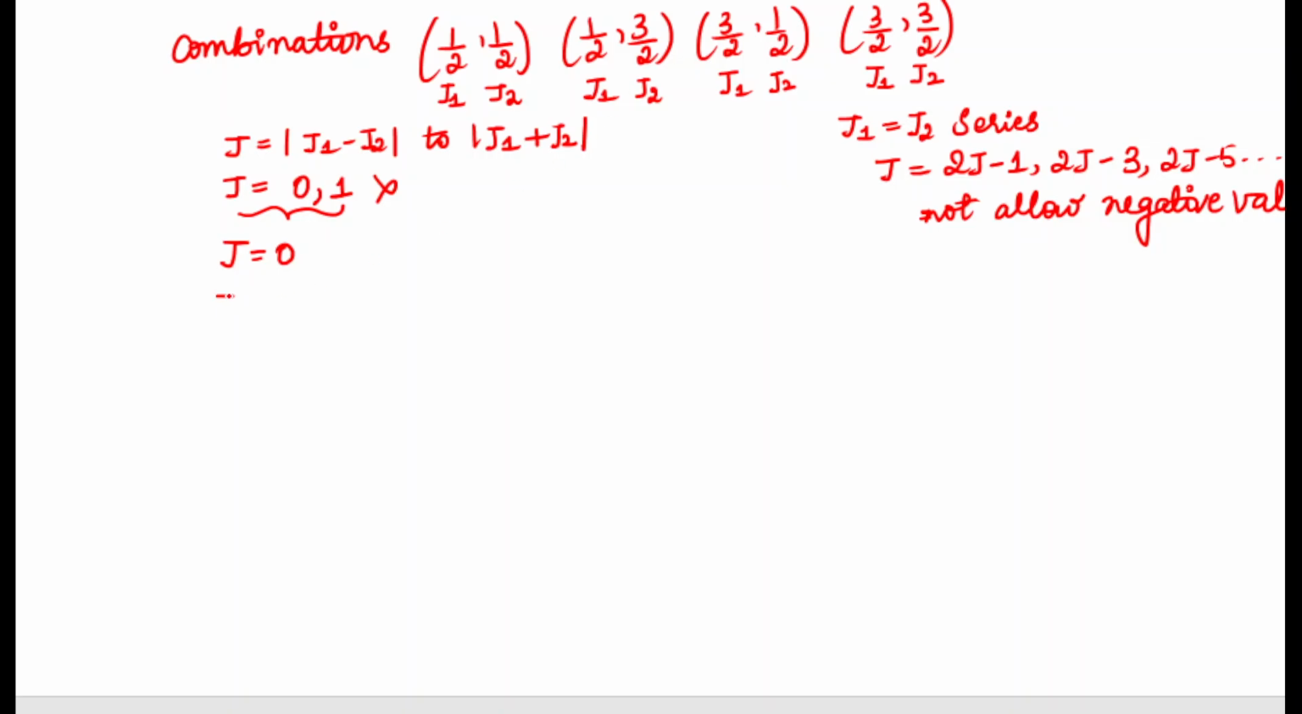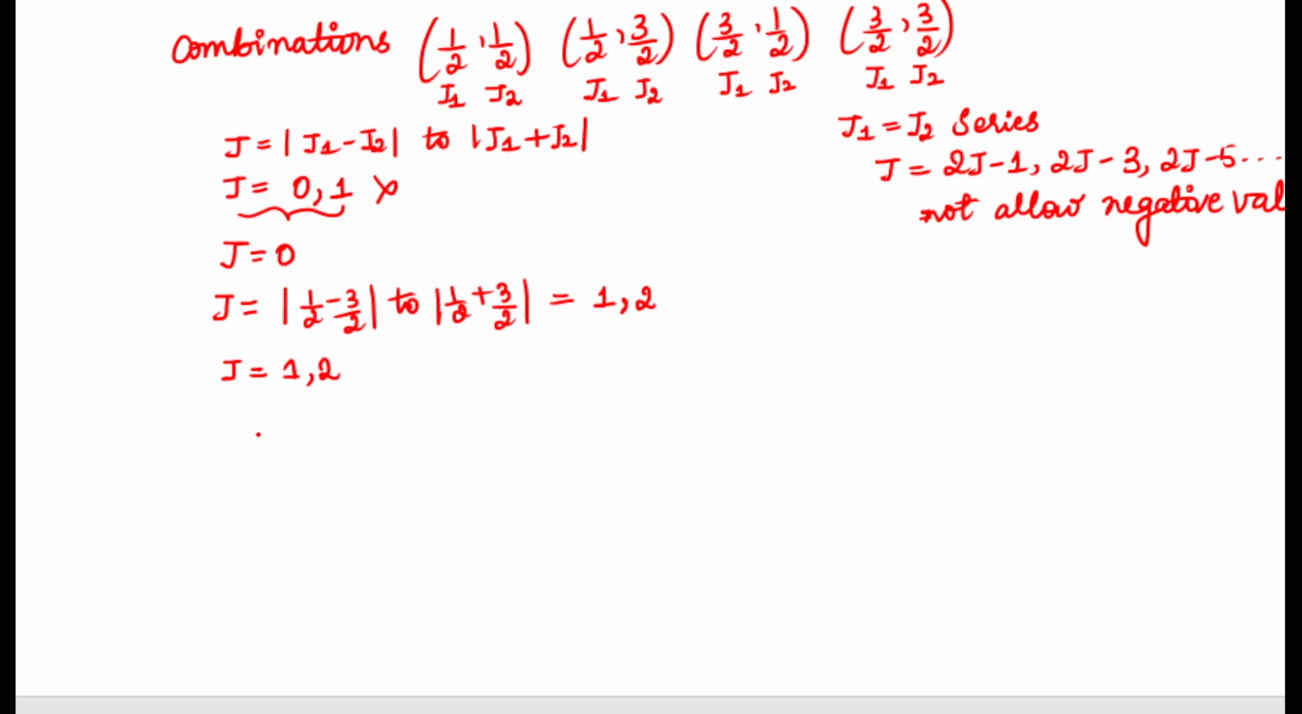And for the second, we are having two different values. So it is magnitude of 1 by 2 minus 3 by 2 to 1 by 2 plus 3 by 2. So 1 by 2 minus 3 by 2 is 2 by 2, it is again 1, and here it will be 4 by 2, which is 2. We are having the values 1 and 2. And again the next is also 3 by 2 and 1 by 2, we will get the same solution, 1 and 2.